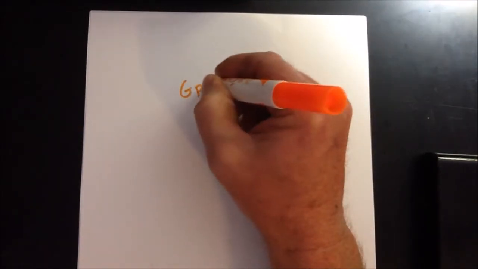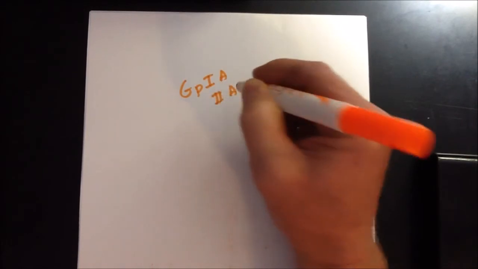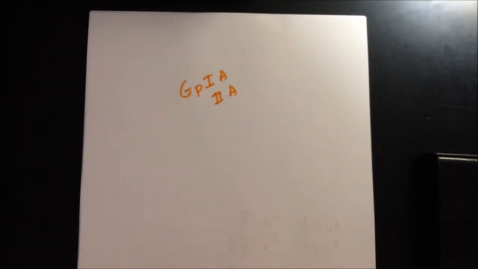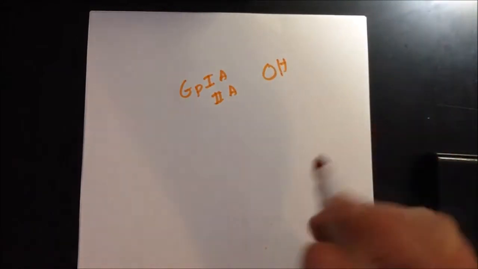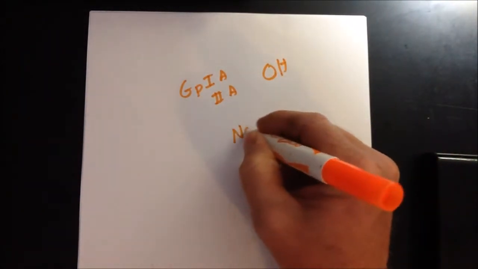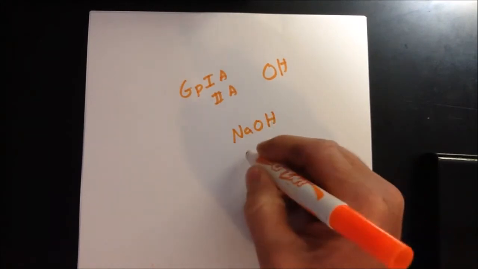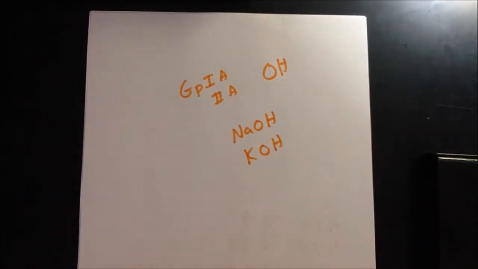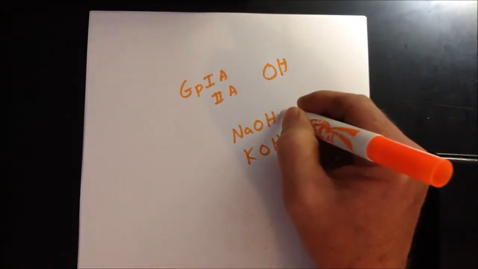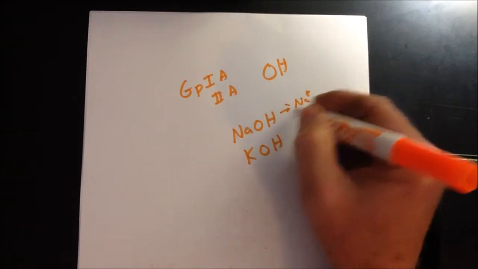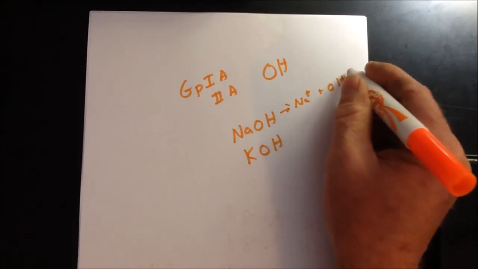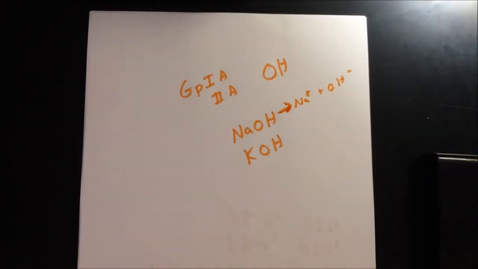In terms of bases, for the most part, any group 1A or 2A, so that's an alkali metal or alkaline earth metal that's with a hydroxide. The ones that you definitely need to know are sodium hydroxide and potassium hydroxide. Those are the two main ones that we're going to work with as far as strong bases are concerned. Again, what does it mean that it is a strong base? A strong base is something that fully ionizes, meaning it's not NaOH, it's Na plus and OH minus. Fully, completely ionizes, breaks apart.